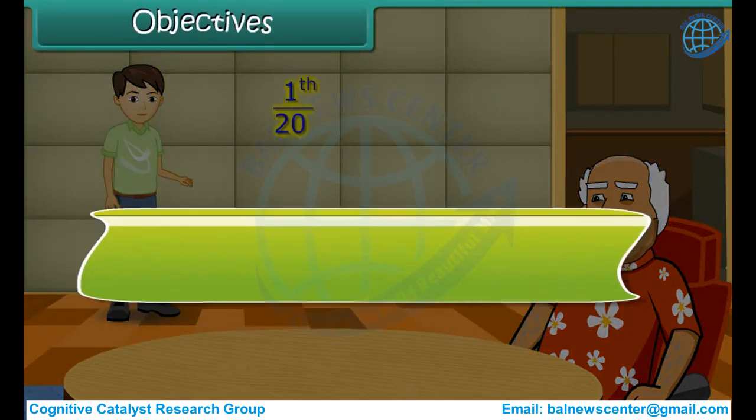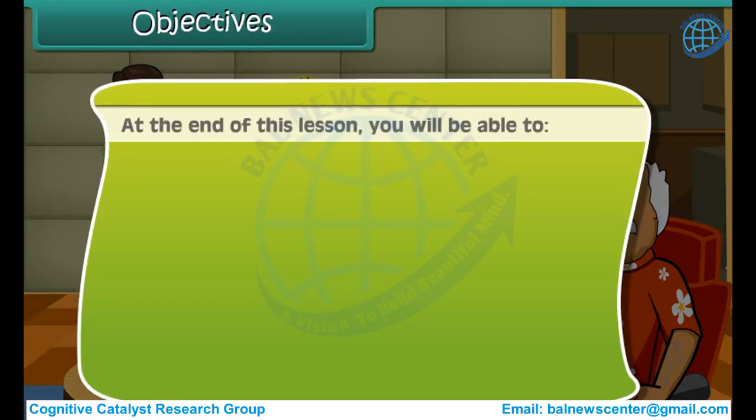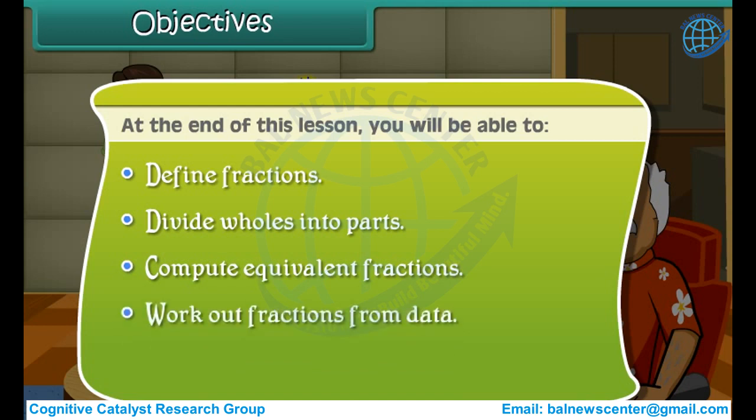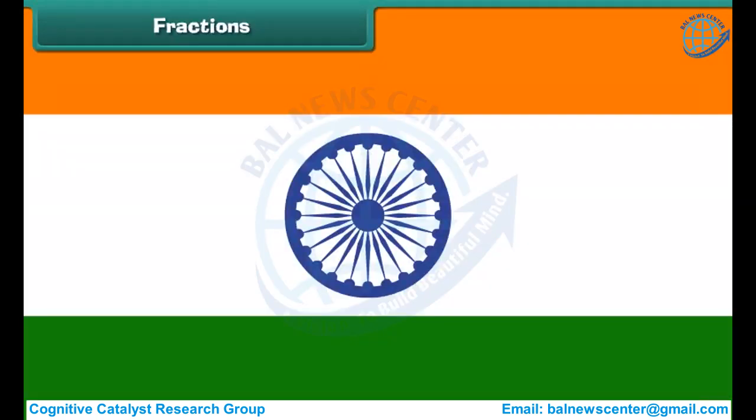Objectives. At the end of this lesson, you will be able to define fractions, divide wholes into parts, compute equivalent fractions, work out fractions from data, calculate values of fractional quantities.